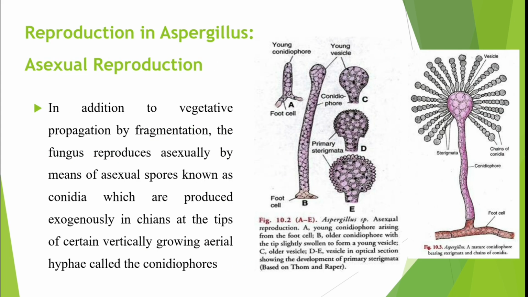Next, reproduction. Asexual reproduction takes place by the formation of conidia. These conidiospores are formed on the conidiophore, on a specialized cell called foot cell. Okay, so asexual reproduction takes place with the help of conidiospores.